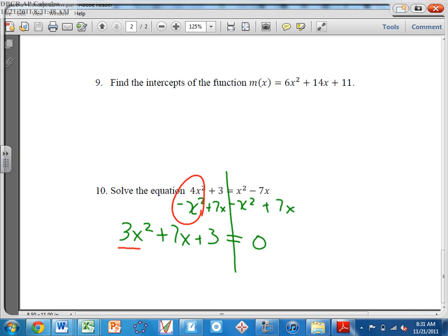Again, quickly, here's your AC method check. AC is 9 in this case, and this one is 7. Are there any numbers that multiply to 9 and add up to 7? Nope. 3 and 3 doesn't work. 1 and 9 doesn't work. You're done. AC method doesn't work. So go to quadratic formula. Again, x equals negative b plus or minus the square root of b squared minus 4ac, and then remember, all over 2a. Remember, all over 2a. That's the hard part there, the thing to remember.